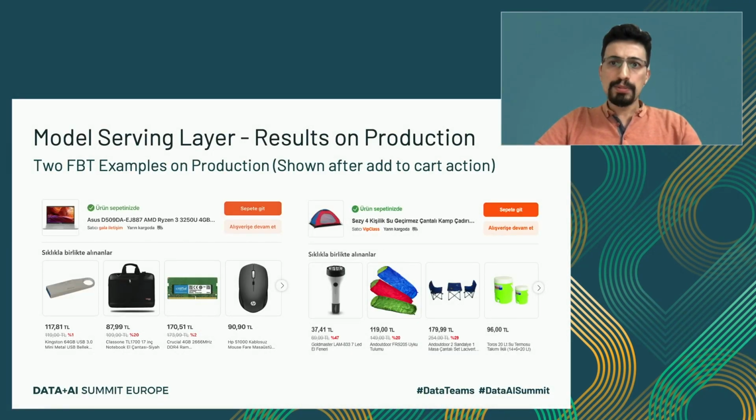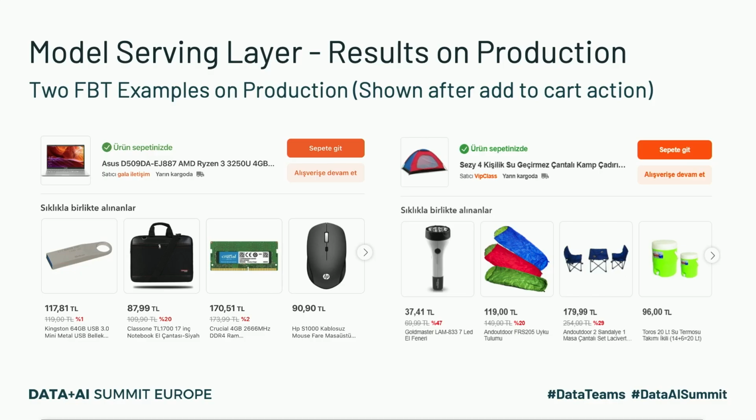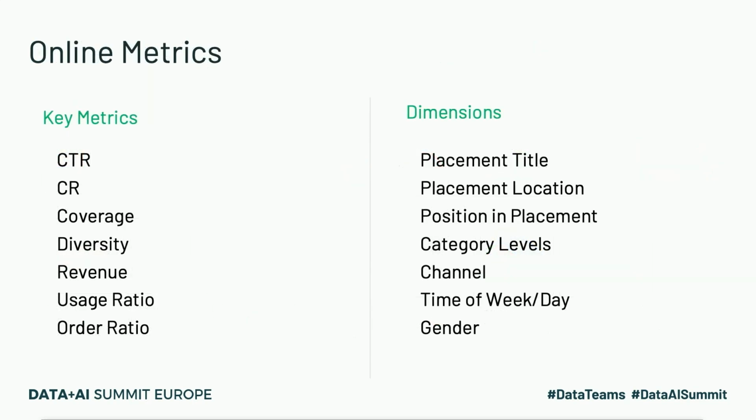Here, two examples of frequently bought together recommendations from our production system. On the left, for a laptop computer, there are computer accessory products recommended. On the right, for a camping tent, other complementary camping equipment are recommended.